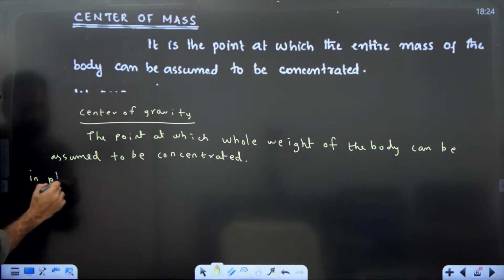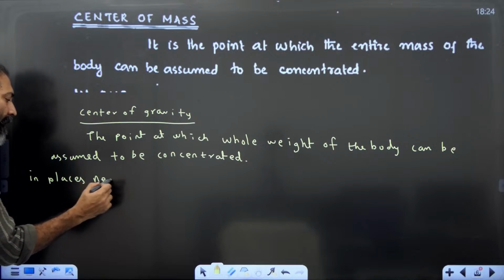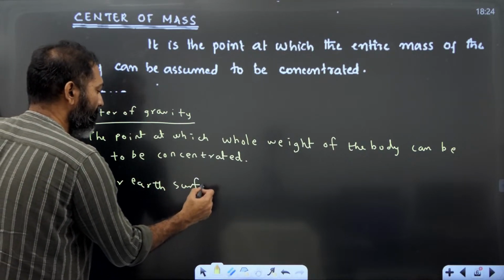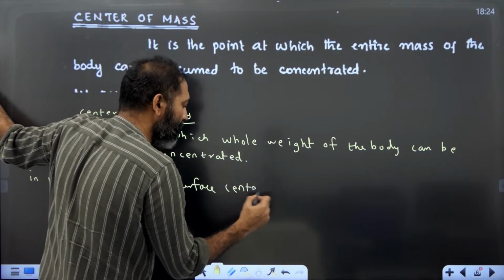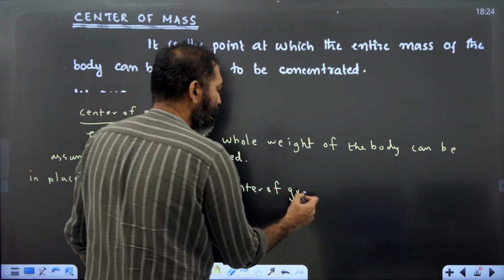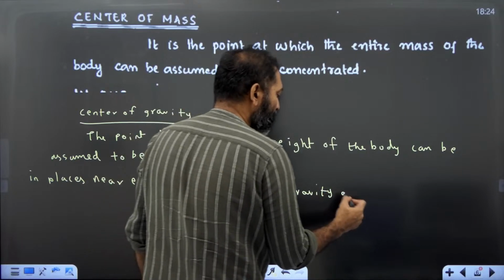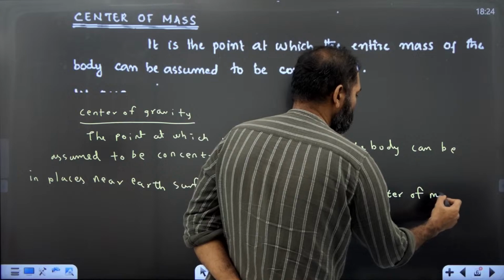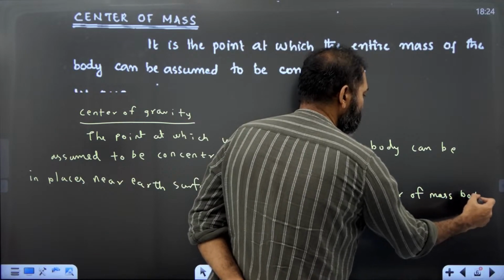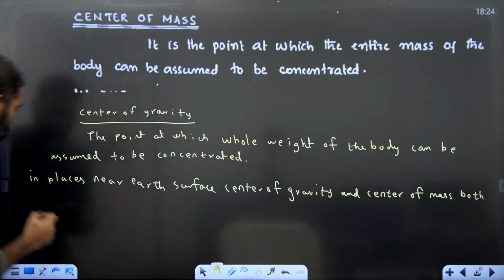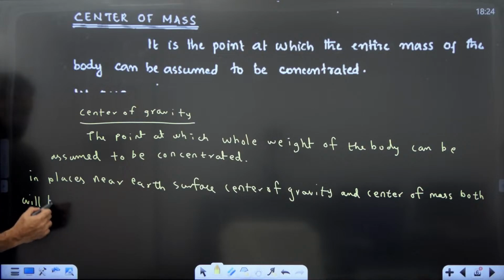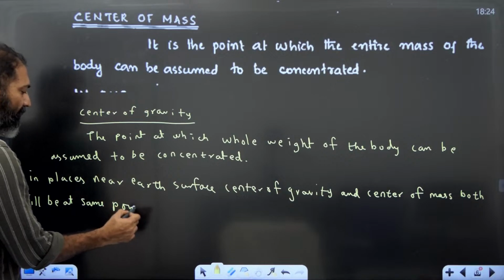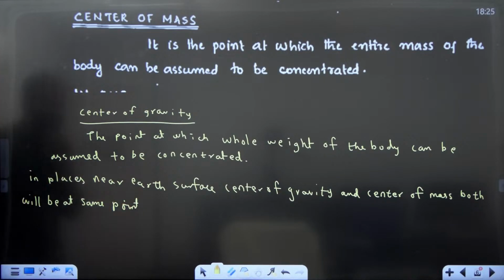In places near Earth's surface, center of gravity and center of mass both will be at the same point.